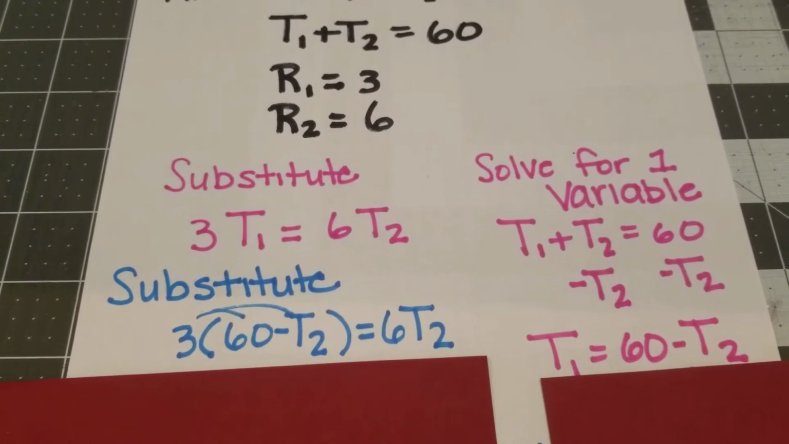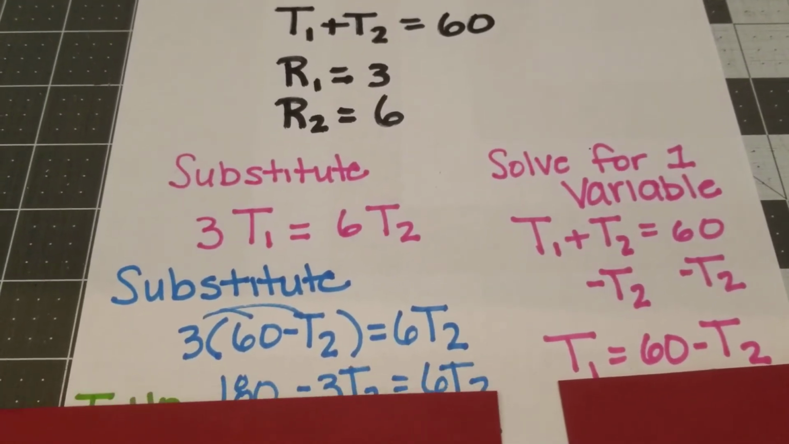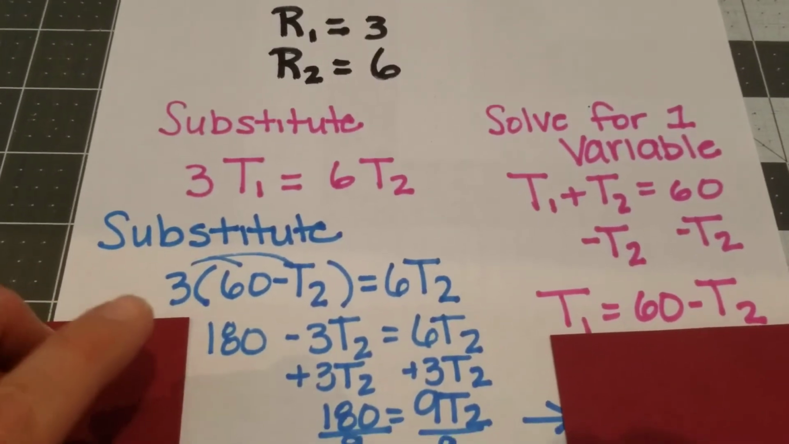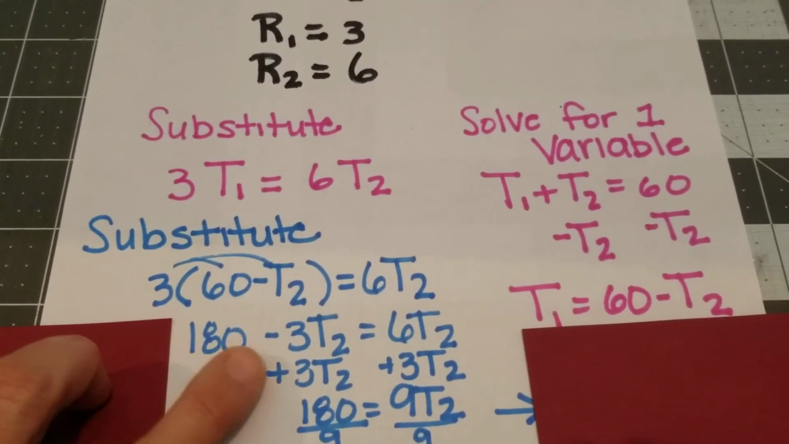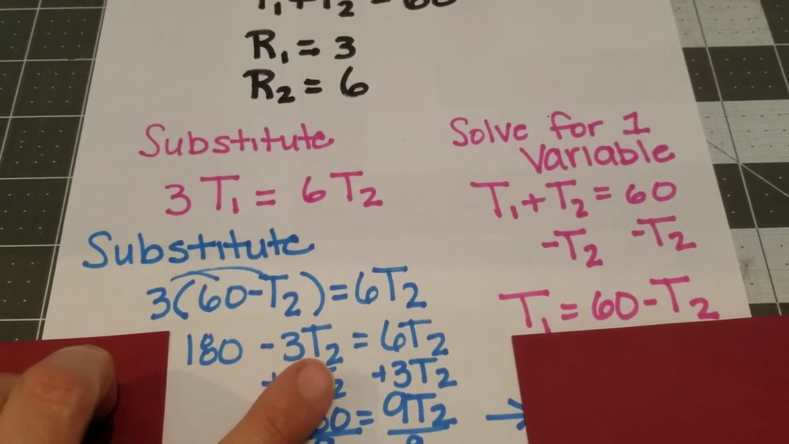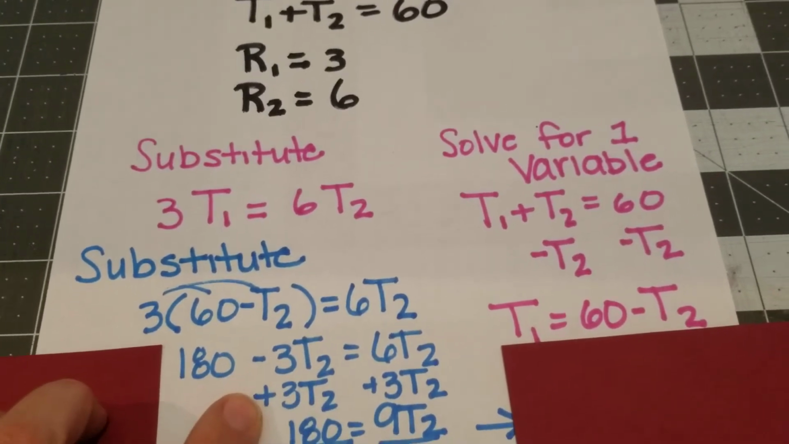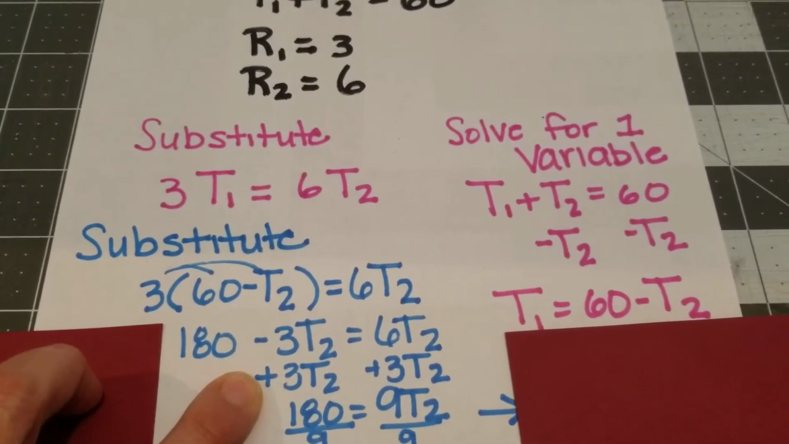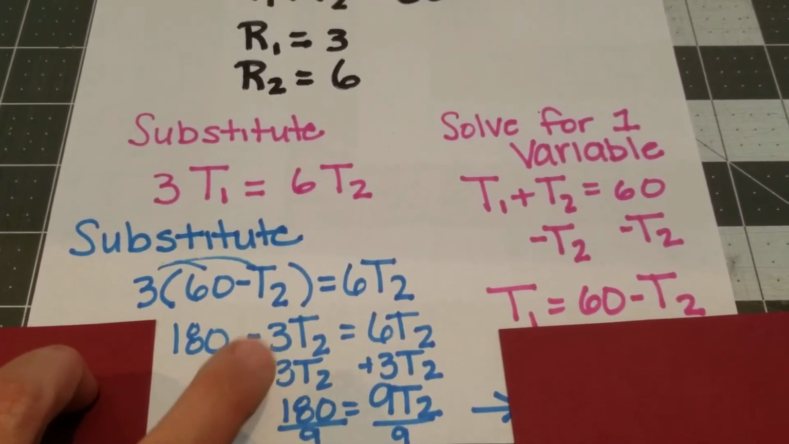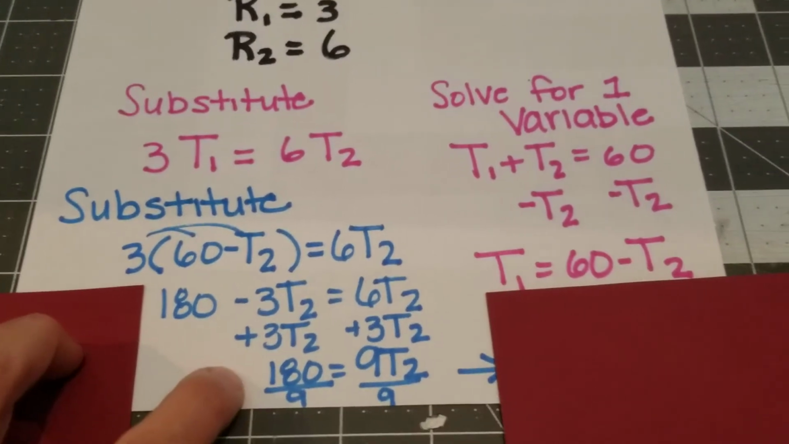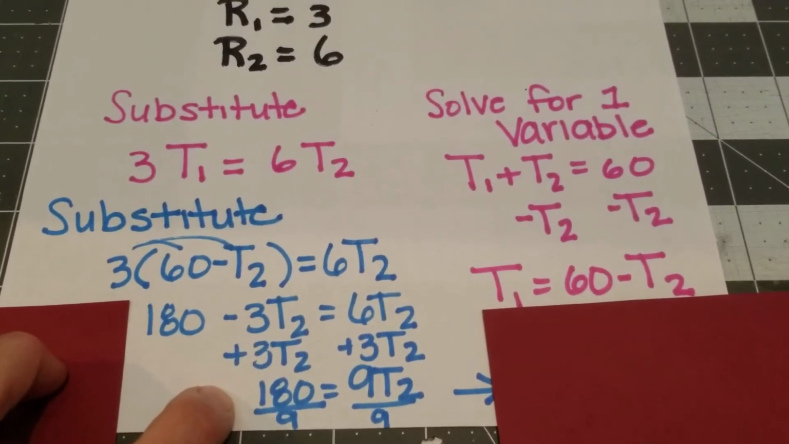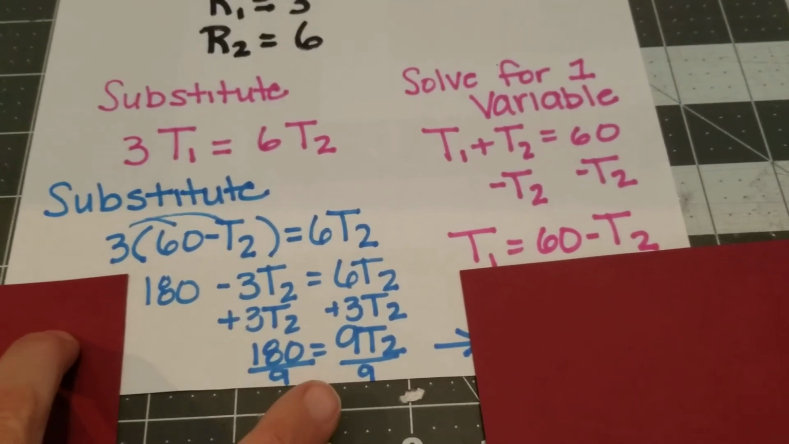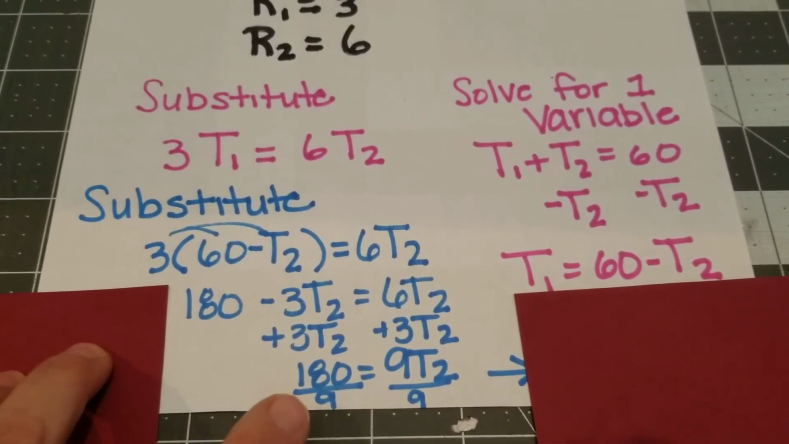Now it's the quantity, so I have to have parentheses, and I have to do that distributing. So I'm going to distribute that across, and I end up with 180 minus 3T2 is equal to 6T2. I'm going to get my like terms together, so I'm going to get my T2s on the right side of the equation. I'm going to add 3T2 to both sides, and I end up with 180 is equal to 9T2, 6 plus 3. I'm going to divide both sides by 9 to get T2 by itself.